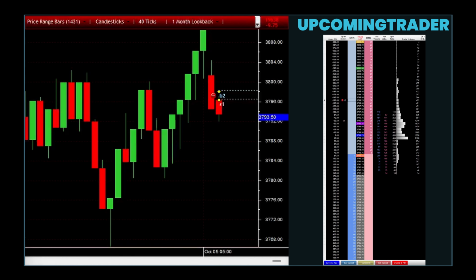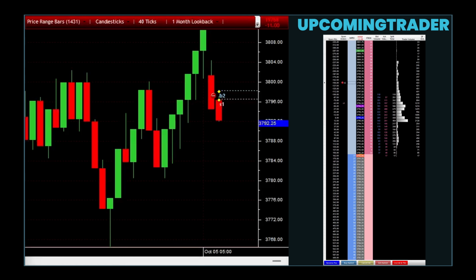Tweezer tops and tweezer bottoms are two dual patterns that signal reversals. Tweezer tops occur at the peak of an uptrend when two consecutive candlesticks have matching highs, indicating a potential reversal to the downside. Conversely, tweezer bottoms appear at the bottom of a downtrend where two candles have identical lows, suggesting a reversal to the upside. Imagine two candlesticks standing side by side, their tops or bottoms aligning perfectly like the tips of a tweezer.